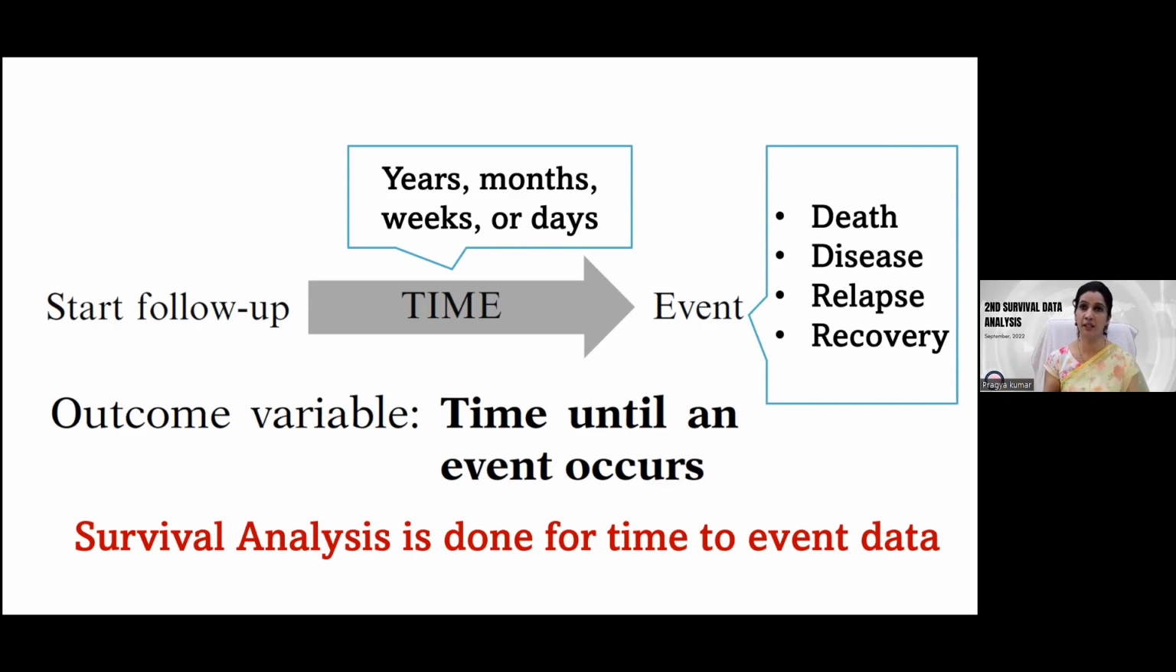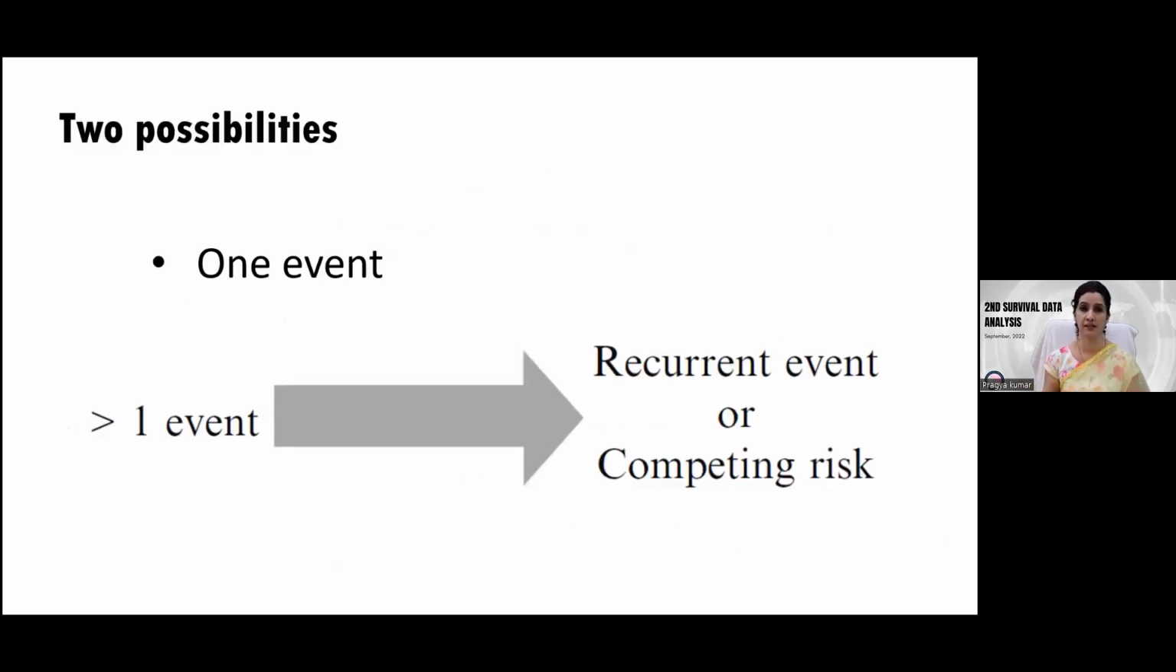This event can be the occurrence of any disease. This event can be any relapse, like we will see in our data. We are studying the recurrence, the second attack of myocardial infarction, or we can study recovery. So this event can be death, disease, relapse, or recovery, and the time to this event can be measured in days, weeks, months, or years of follow-up.